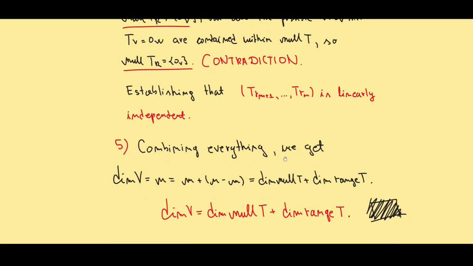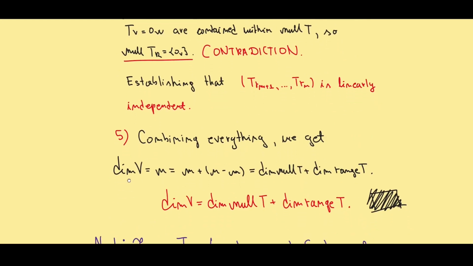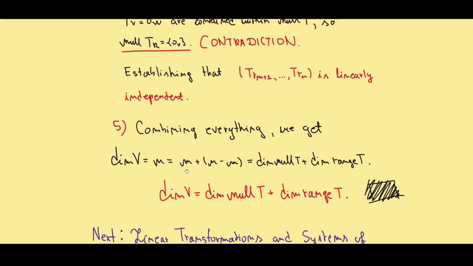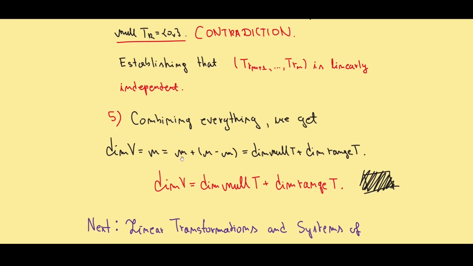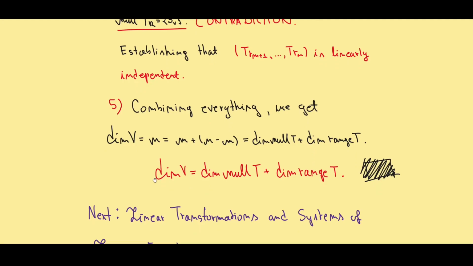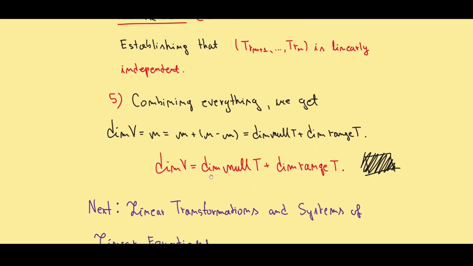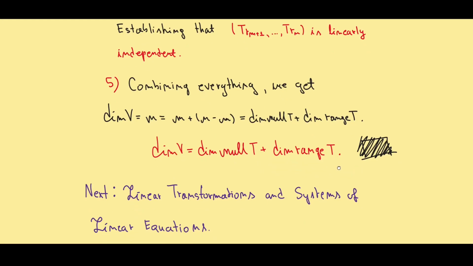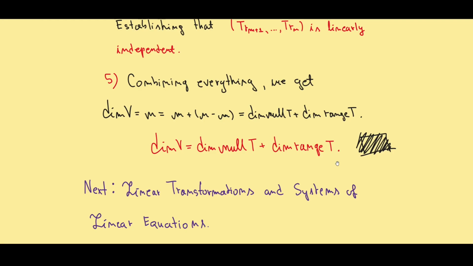And now combining everything we got, we have that the dimension of V is equal to n. So we go from 1 to n, so n vectors. And this can be written as m plus n minus m, so valid. And what is m equal to? Well, m is equal to the dimension of null T. What is n minus m equal to? Well, it's the dimension of range T. So we finally get that the dimension of V is equal to the dimension of null T plus the dimension of range T.